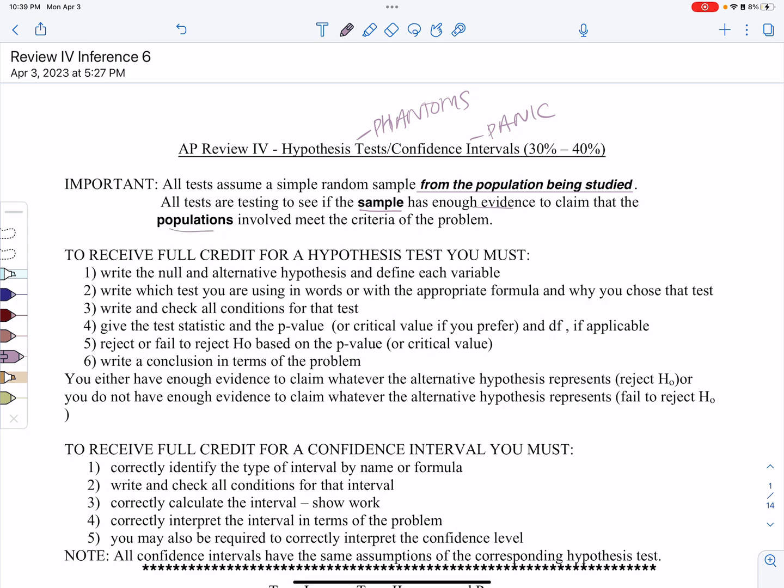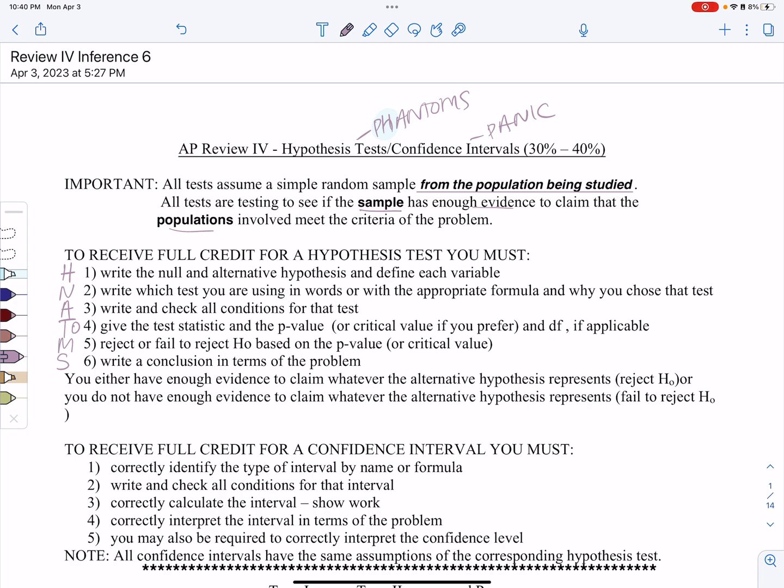the criteria. So to get full credit, when it says null hypothesis, that's the H in my phantoms. So that's my H. Write which test you're using, that's N, name my test. Write and check all conditions, that's A, as per the assumptions. Give a test statistic, which is T, and the p-value, so T and the O is obtain the p-value. Reject or fail, so that's making a decision to reject or fail, and then state the conclusion in context.